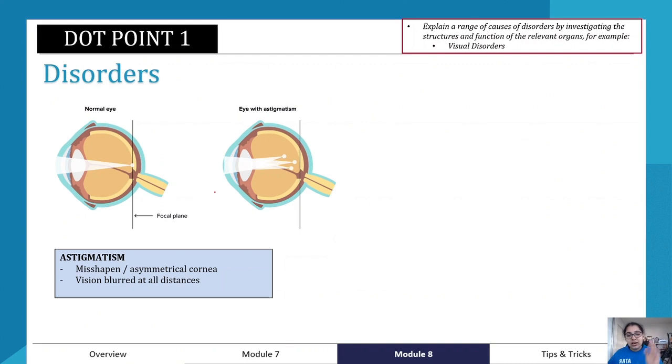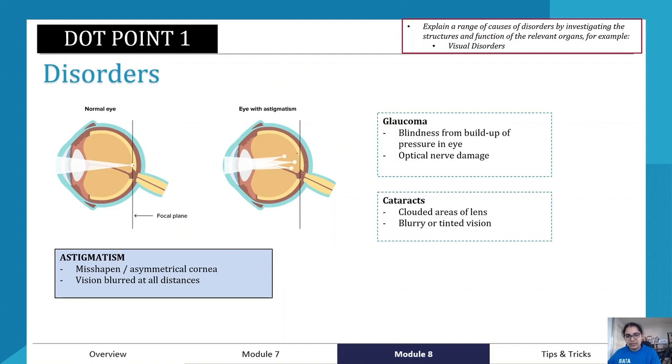Now, another disorder is astigmatism, and this can happen when the shape of the cornea is asymmetrical, and that can cause vision to be blurred at all distances. Astigmatism can also be genetic. It can also be from birth. An eye with astigmatism basically can't see things properly because they don't land on the focal plane like in a normal eye. Because of the shape of the cornea, they're landing at unfocused places.